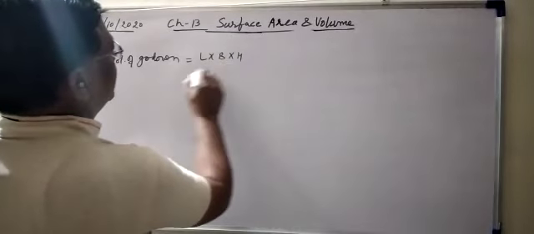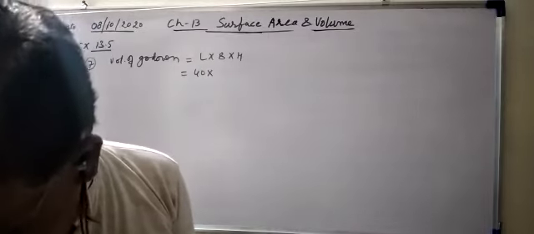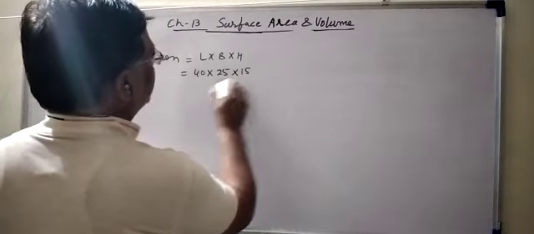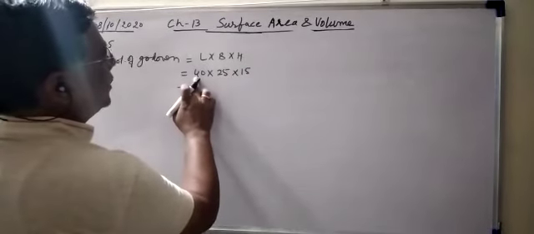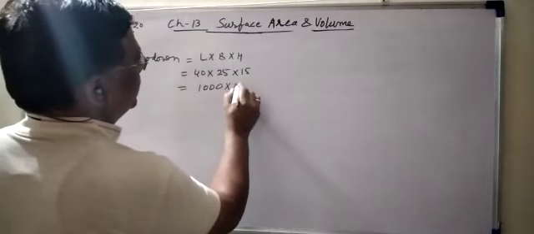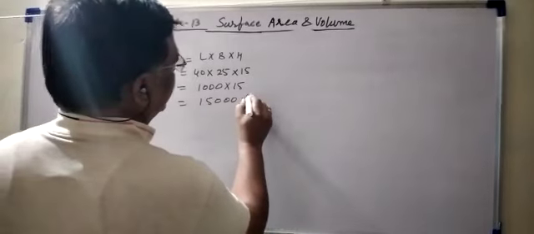That is length, breadth and height. 40, 25 and 15. 25 into 40, 400, so 1000 into 15, so it is 15,000 meter cube.